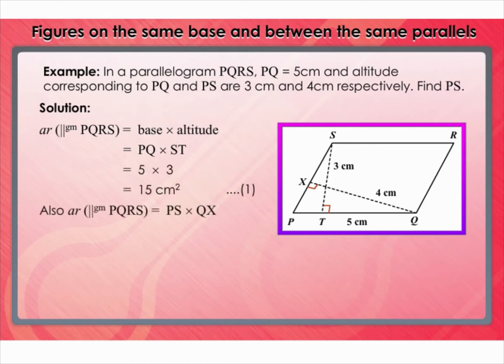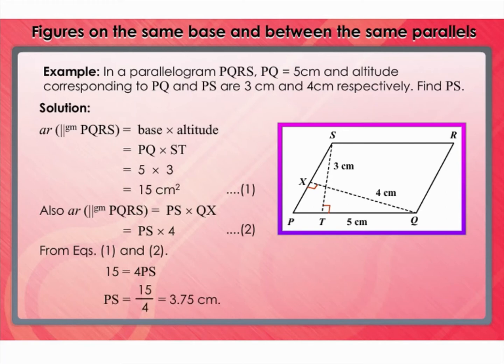Also, area of parallelogram PQRS is equal to product of PS and QX. Now substitute the value of QX. So we have 4 times PS. From equations 1 and 2, we have 15 is equal to 4 PS. Since LHS of equations 1 and 2 are equal, this gives RHS also equal. On simplifying, we get PS is equal to 3.75 centimeters.